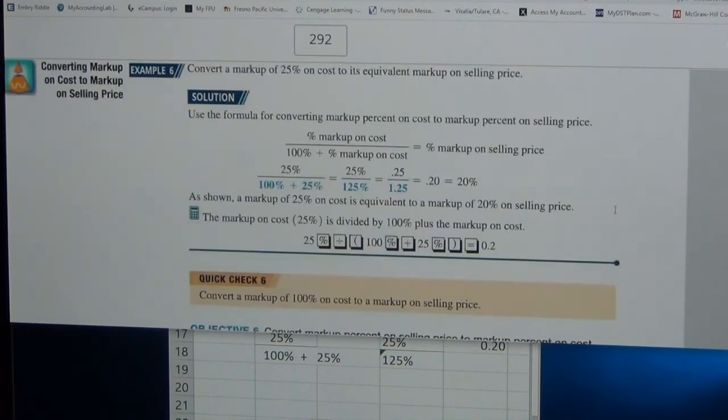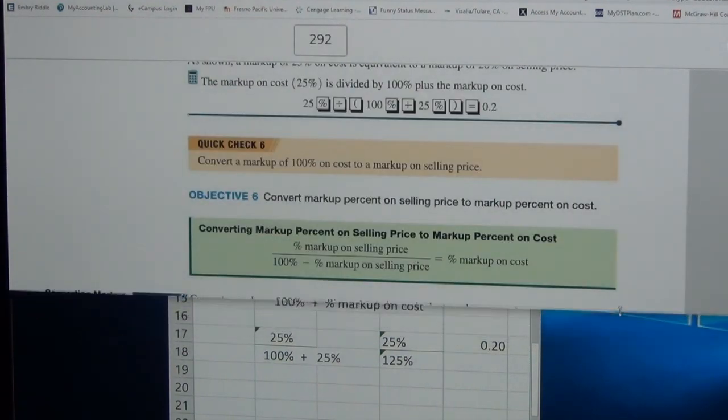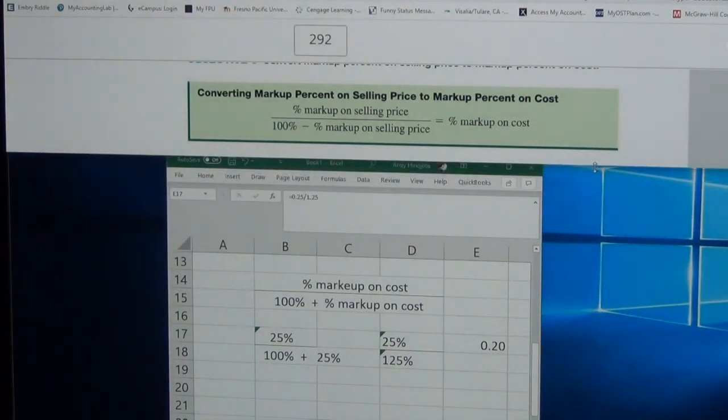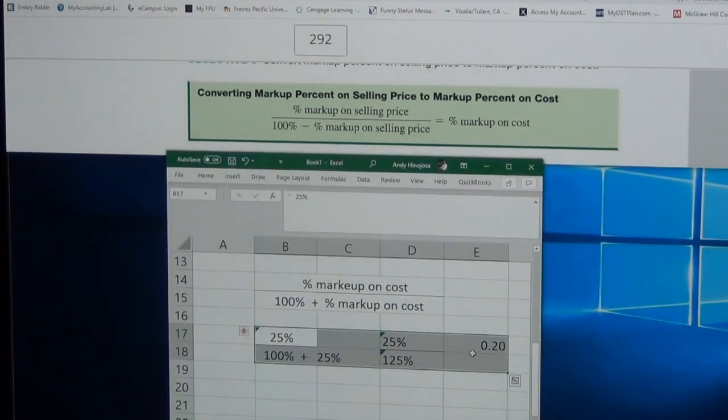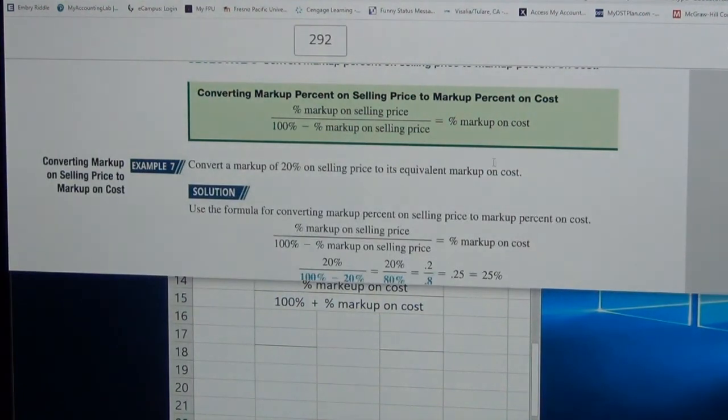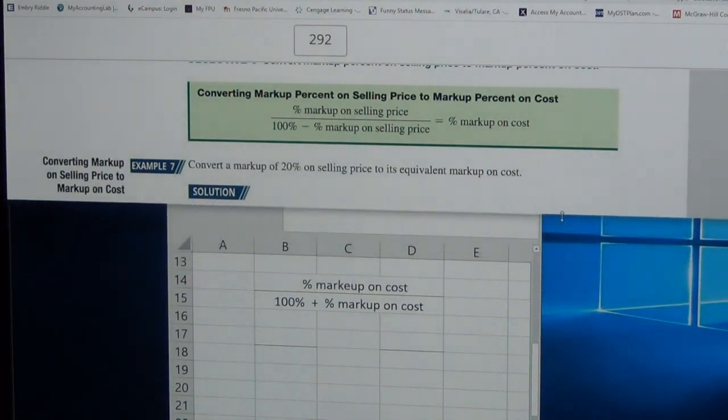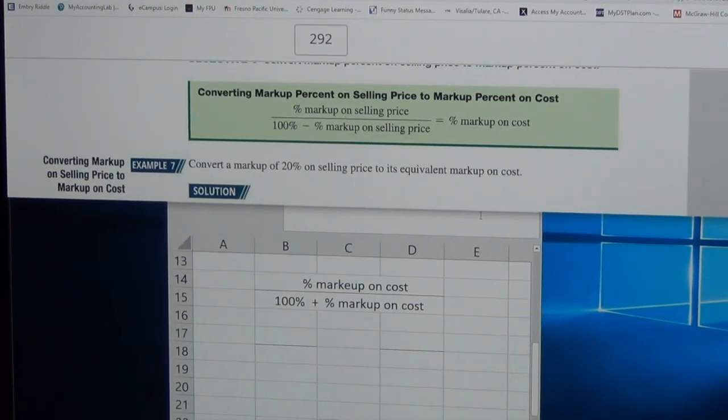The answer is 20%. If I want to go the opposite direction, we have another formula, pretty similar, but different. To convert markup percent on selling price to markup percent on cost, you're going from the selling price now to the cost. The formula is the percent markup on selling price divided by 100% minus the percent markup on selling price, and that's going to give you the percent markup on cost. So the problem: convert a markup of 20% on selling price to its equivalent markup on cost.